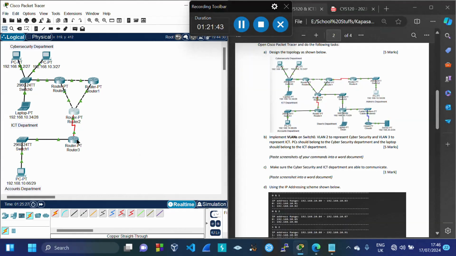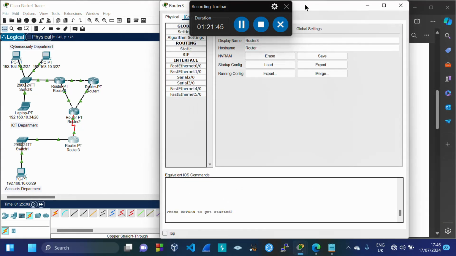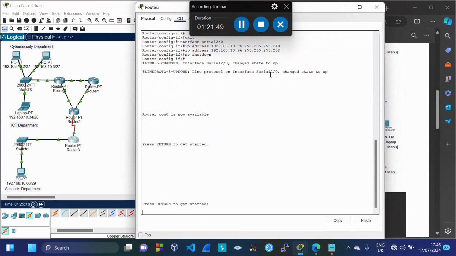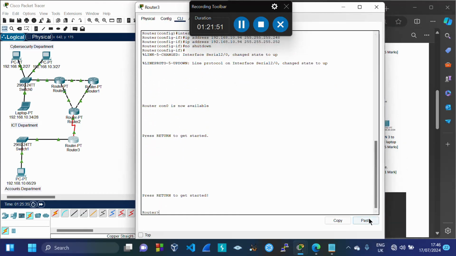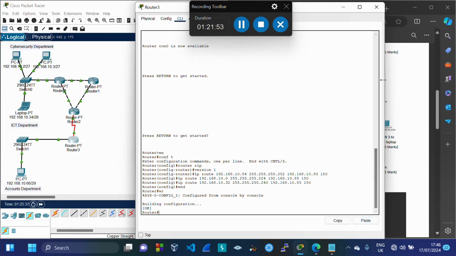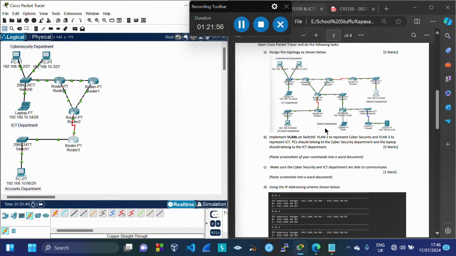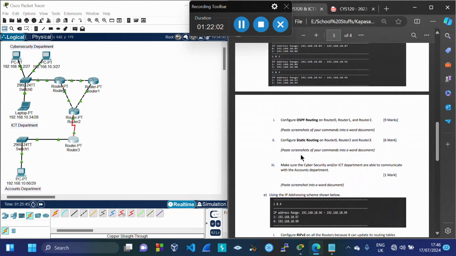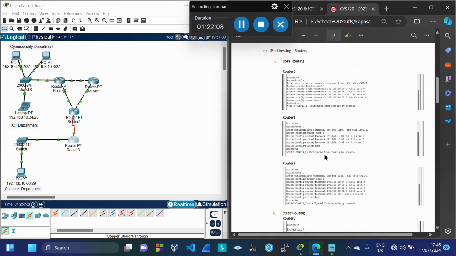So I'll paste them into the command line interface of router 3. Then we say paste. So once we are done, let's follow the question. The question is saying, paste screenshots of your commands into a Word document, 6 marks. Because you have used 3 commands.